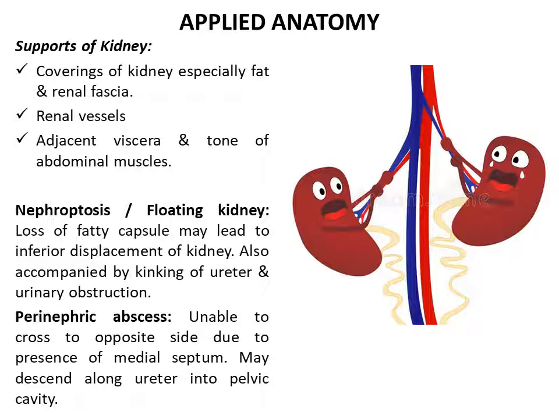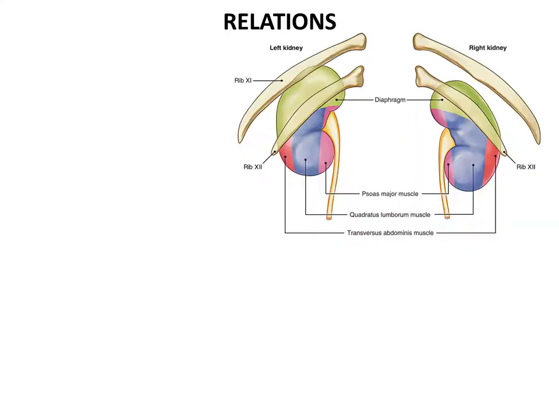Perinephric abscess, collection of pus in the perinephric space, that is between the true and the false capsule of the kidney. This abscess is unable to cross to the opposite side due to the presence of the medial fascial septum, which closes this space medially. However, the pus may descend along the ureters and may reach the pelvic cavity. The relations of the kidney.